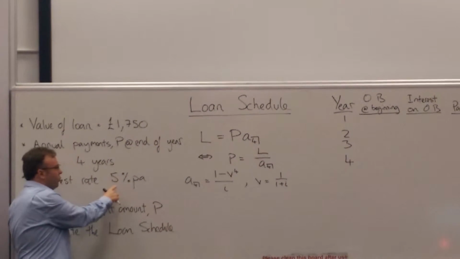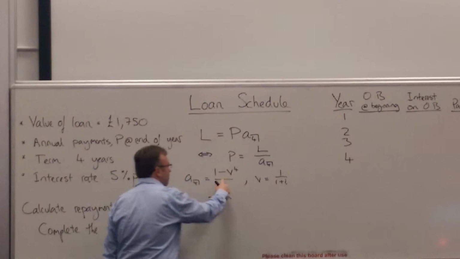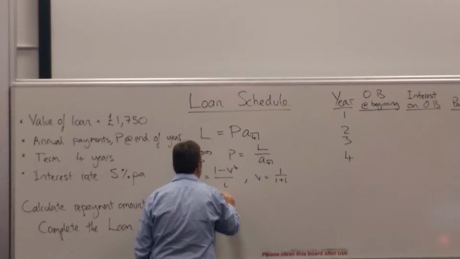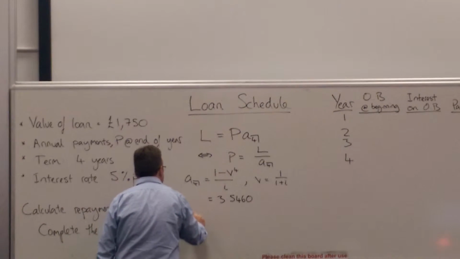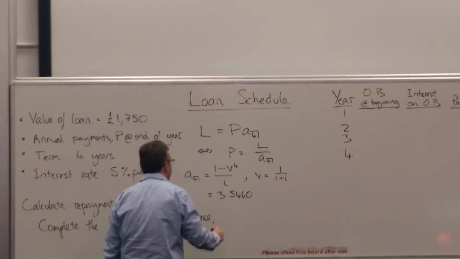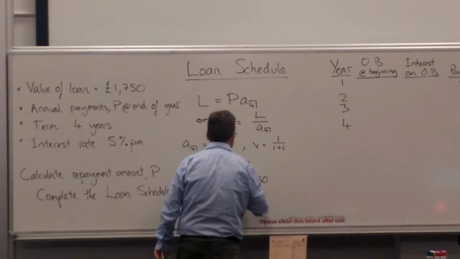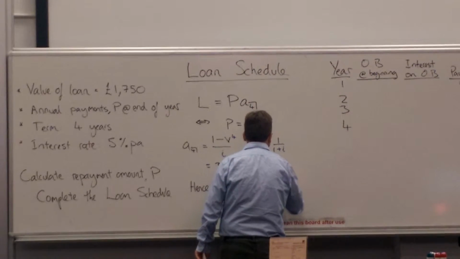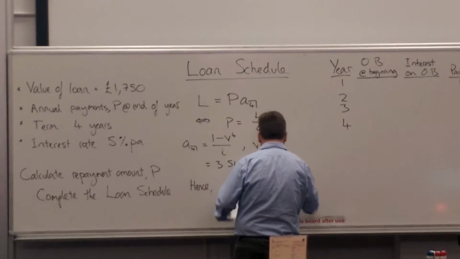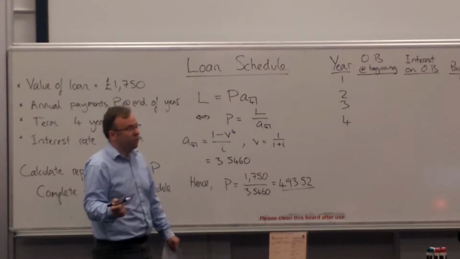In this particular question, we're told that i is 5% per annum, so when we plug that value into this formula, we find that A4 is 3.5460, and hence P is equal to 1,750, that's our loan amount, divided by 3.5460, which is equal to £493.52 to the nearest pence.